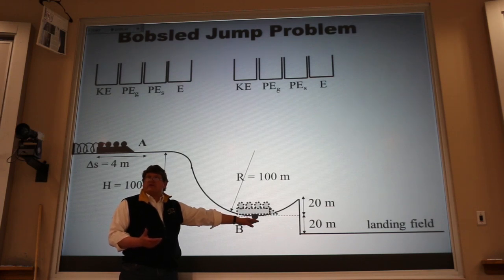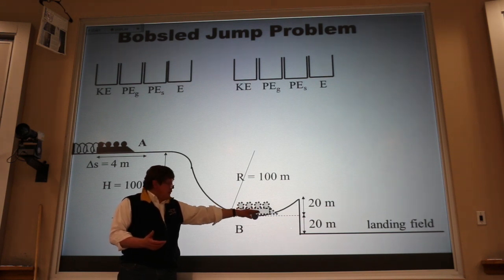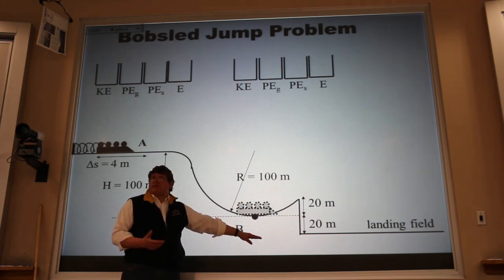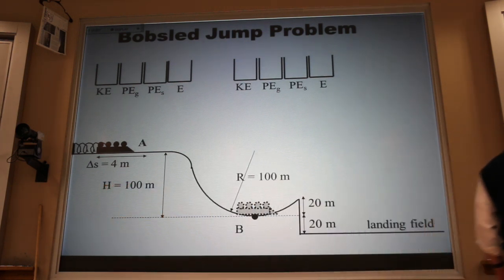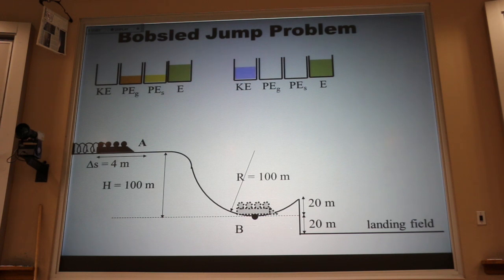Then I go to my final event and I ask the same questions. Is anything with mass moving? Yeah, 50 meters per second. Is anything up off the floor? Yeah, 20 meters up off the floor. Are any springs stretched or compressed? Not anymore. So the buckets that are filled are gravitational and spring to begin with. Since there's no external varic, the energy is conserved. And now that energy is kinetic and potential gravitational.